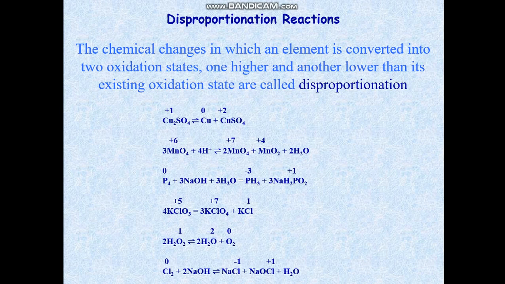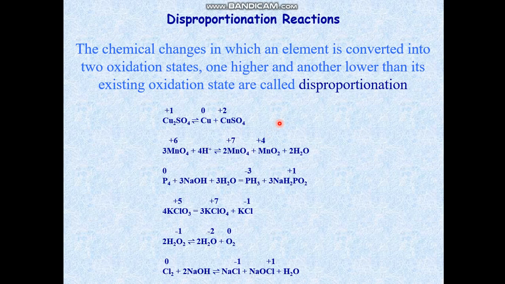Disproportionation reactions are redox reactions where some element within a compound changes into two different species, and their oxidation number in one of the species increases and in the other species it decreases. So these types of reactions are called disproportionation reactions.